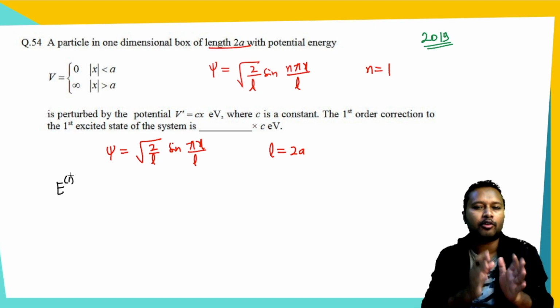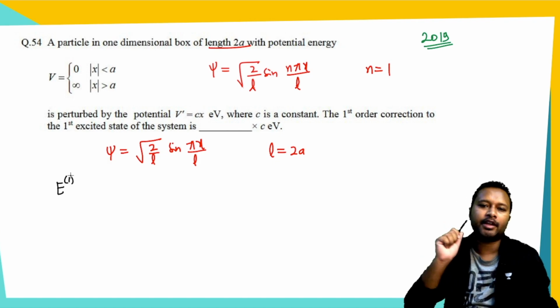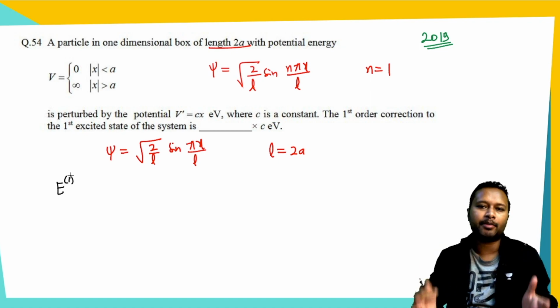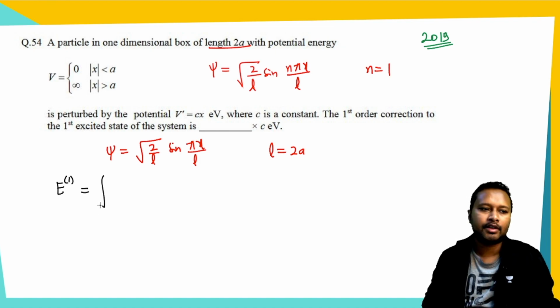If you don't know how to calculate first order energy correction, just watch my video on perturbation theory. I'll link that video. I have explained the perturbation theory and everything over there. So the first order energy correction is going to be from minus... so from where to where? Your potential is 0 and infinite, the particle is of length 2a, so we are going to take it from minus infinity to plus infinity.